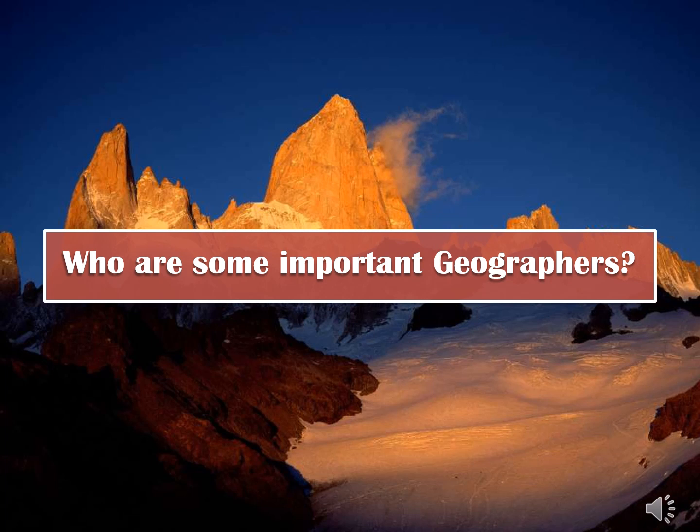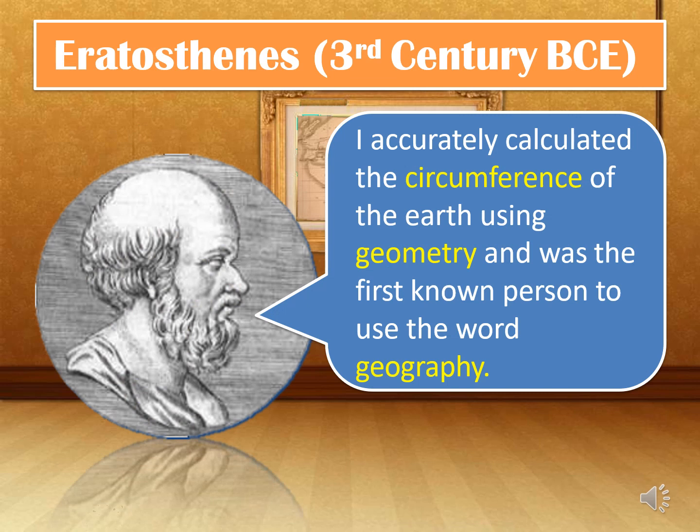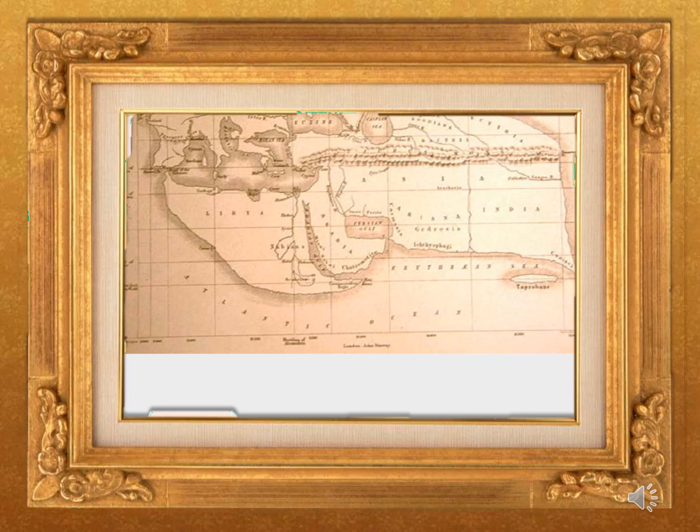So for us to understand a bit of the history of geography, we take a look at each of these important geographers and their contribution to the field. First is Aristotle, who was the first person to demonstrate that the Earth is spherical. Second is Eratosthenes, who accurately calculated the circumference of the Earth using geometry and was the first known person to use the word geography. This is Eratosthenes' map and his calculation of the Earth's circumference.